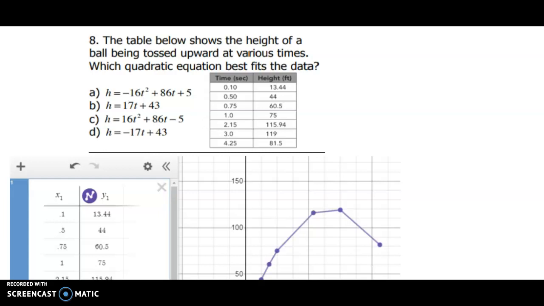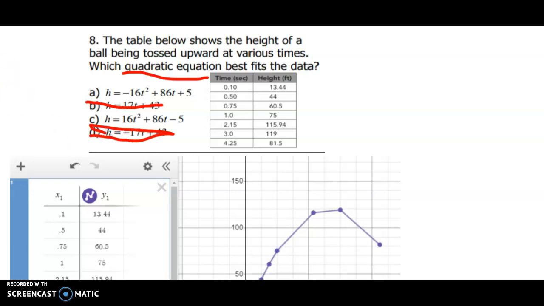Number 8, the table below shows the height. Which quadratic equation best fits the data? This even tells us, hello, quadratic equation. Quadratic means x squared, or in this case, t squared. B is linear because it just says t, and D is linear. So we know that's not right.